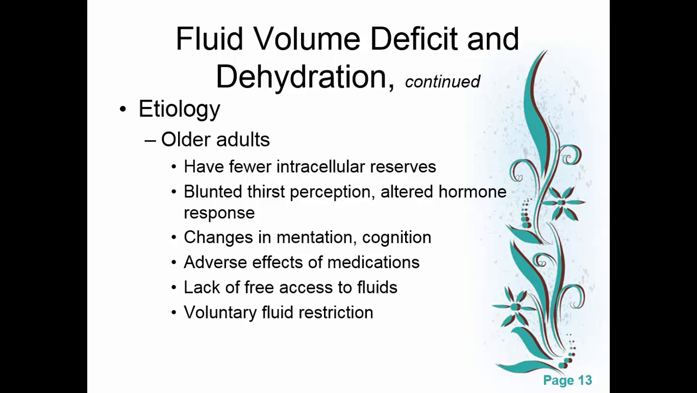Changes in mentation and cognition related to health status or adverse effects of medications. Lack of free access to fluids. They may be dependent on others. They may live in long-term care, or they're at home but still need help with their ADLs. Voluntary fluid restriction could be from fear of incontinence or the fact that they depend on others for toileting needs. Older adults are generally told to drink fluids even when they may not be thirsty, and that's to help prevent dehydration.